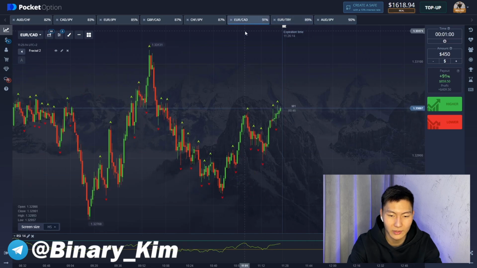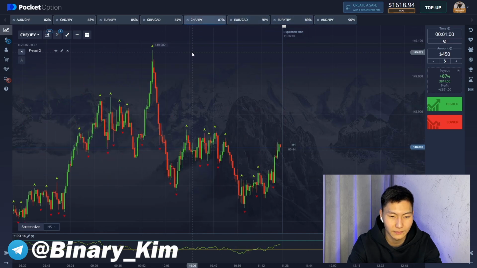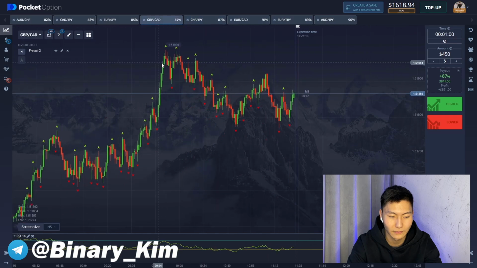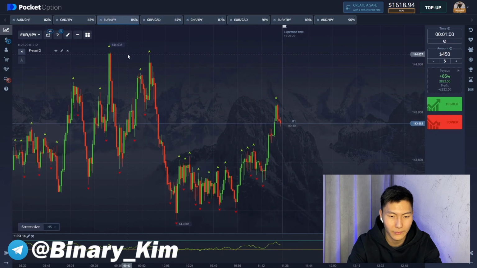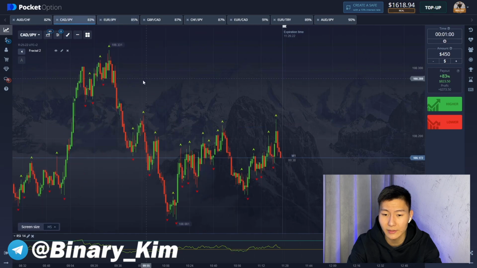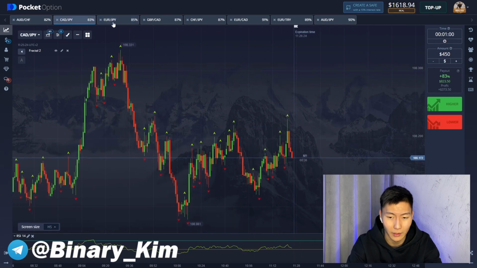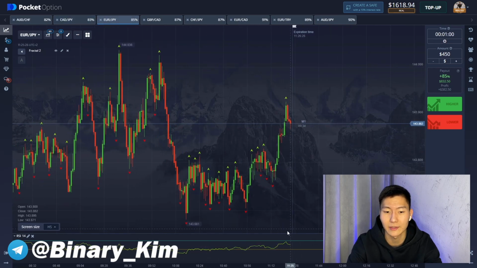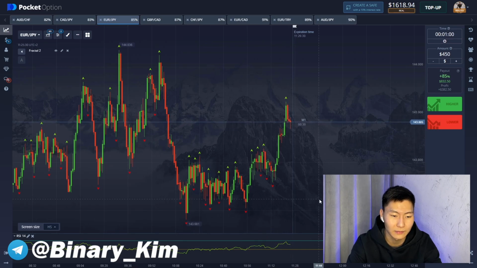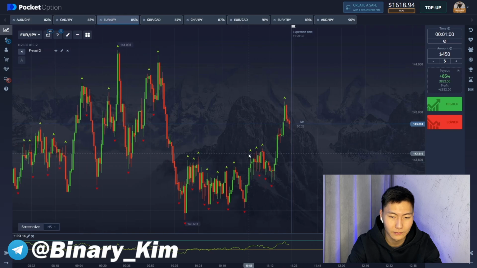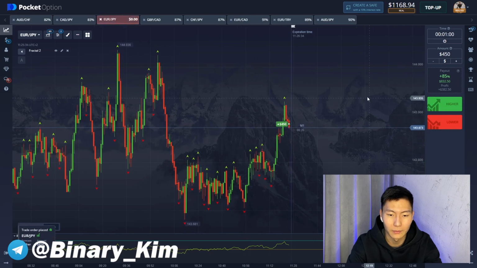Let's check it out. I don't see any clear signals so far. However, we can tap on the currency pairs. Let's take a look. Correction seems to be happening, but it looks like the upward dynamics will go on.